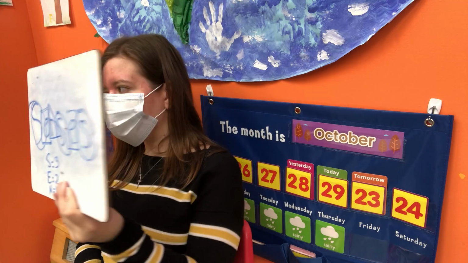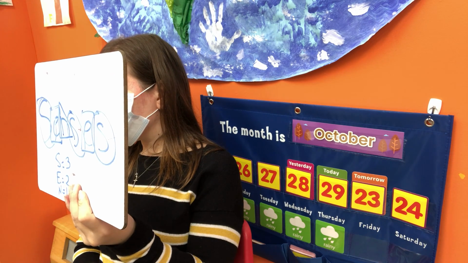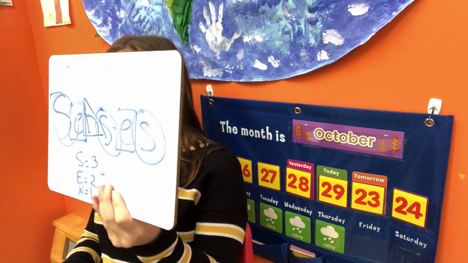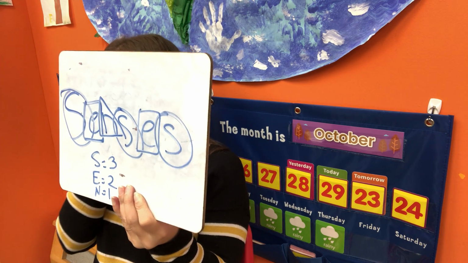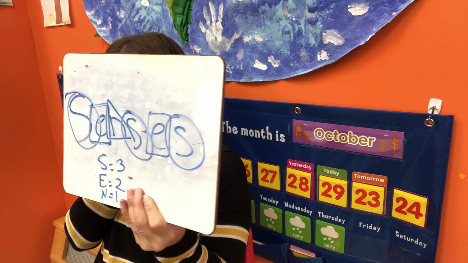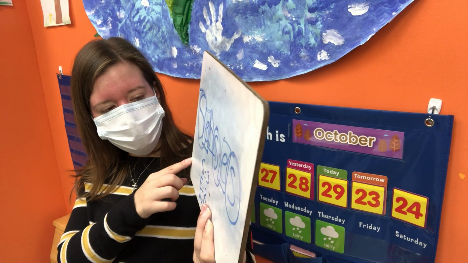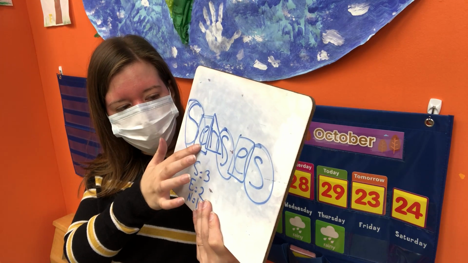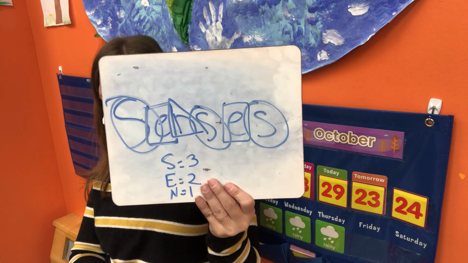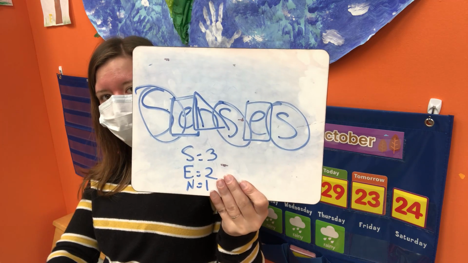And how many E's are there? There's three S's, but how many E's? One over here and one over here. So how many are there? Two. And how many N's do we see?